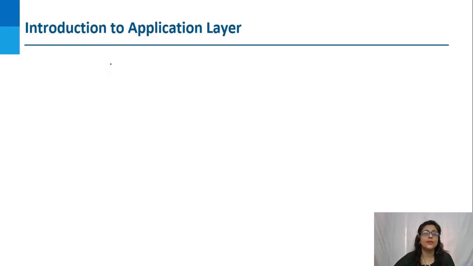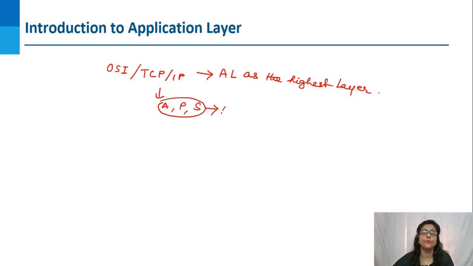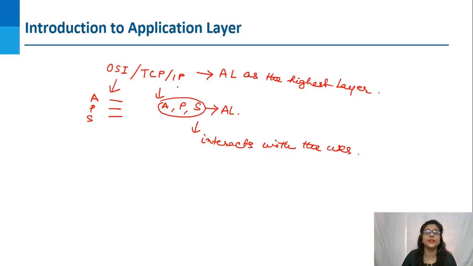If you recall that OSI model or TCP/IP protocol suite consists of the application layer as the highest layer. In TCP/IP, the application layer, presentation layer, and the session layer of the OSI model are combined together to form the application layer. And in OSI model, we have separately application layer, presentation layer, and the session layer. Now, the application layer is the layer which directly interacts with the user. So, all the user applications are residing at this application layer.